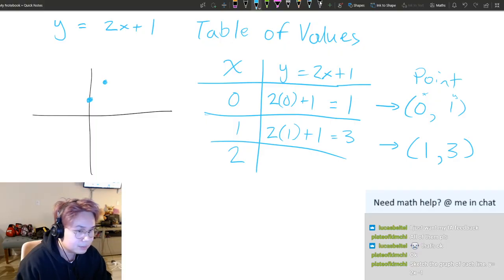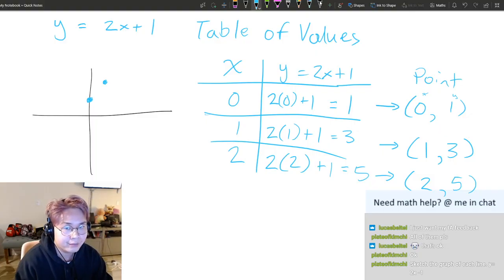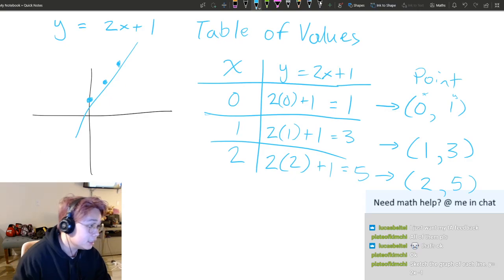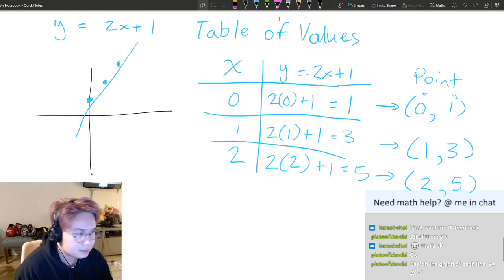And then one more time, 2 times the x value, which I decided is now 2, plus 1. So this is 5. So we have our third point, which is at the x value 2, y value 5. You add that to your grid, and then you connect the lines. You get the point. And then that's basically how you do all of those questions. Make sense?